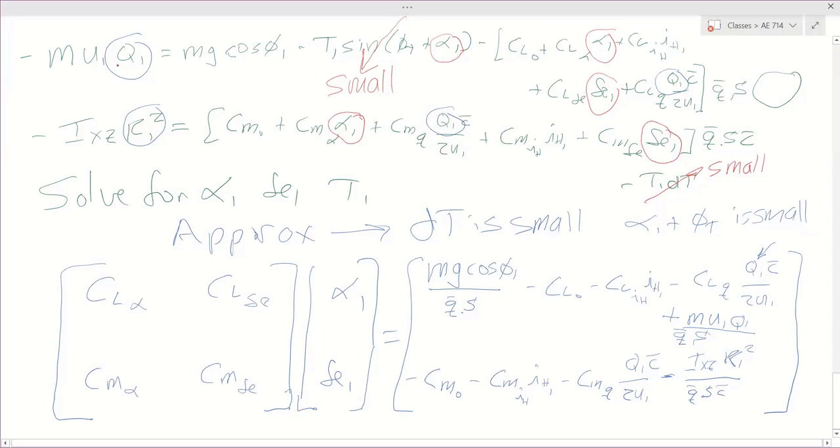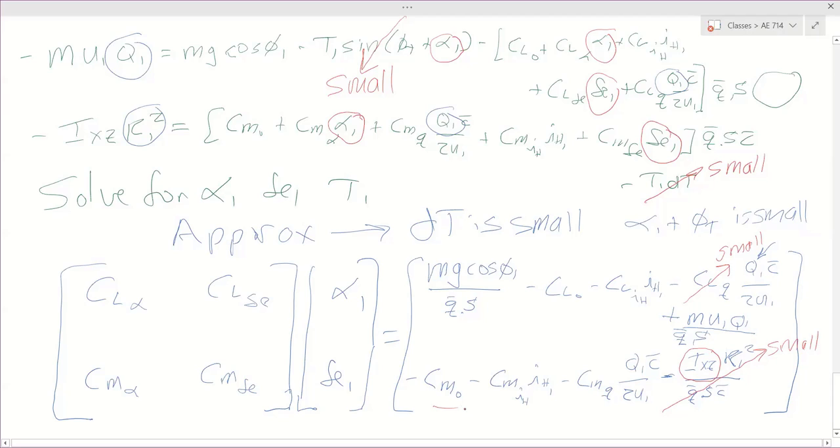Turns out that we can make some additional assumptions. We can say that this thing down here is small. Notice that it has this IXZ, that's the cross product of inertia. Typically that's small, so we can throw that out. And then it turns out that CLQ is usually small, so we can knock that out.